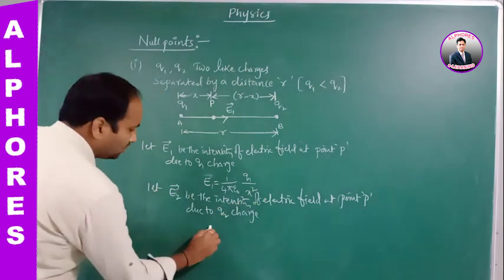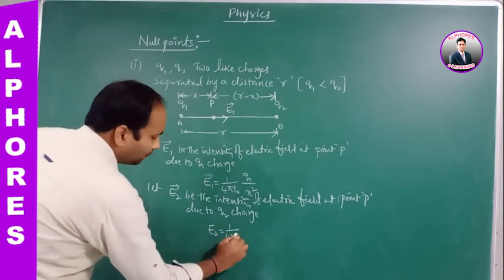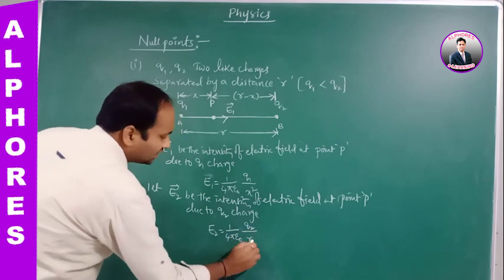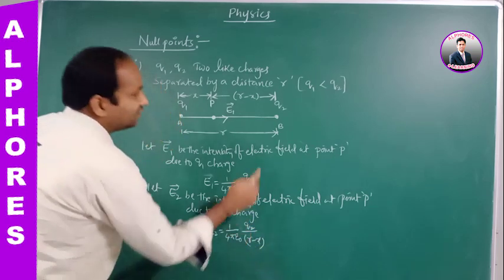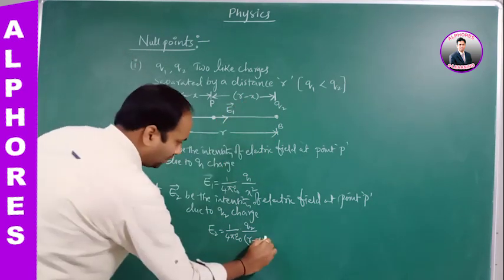What is E2? The magnitude of E2 can be written as again 1 by 4 pi epsilon naught Q2 by R minus x whole square. What is the distance here? R minus x, from the second charge to the point P.